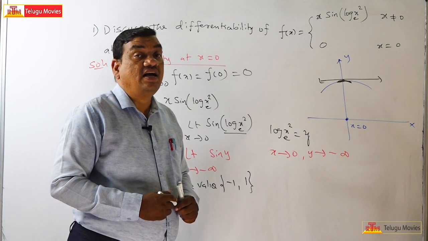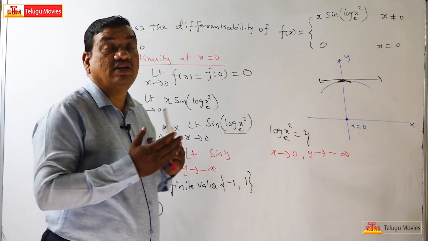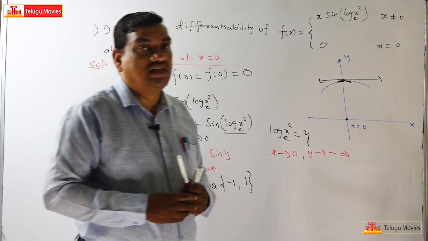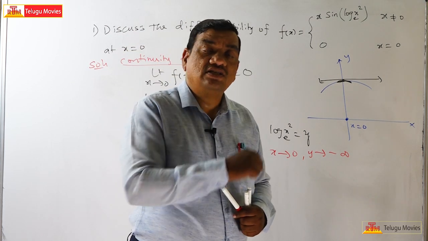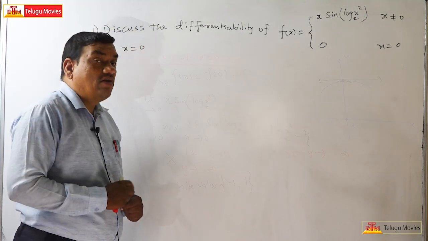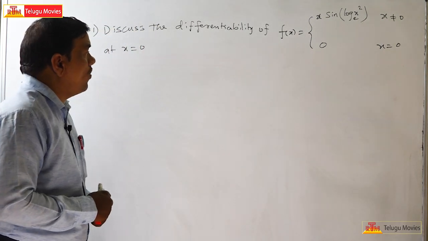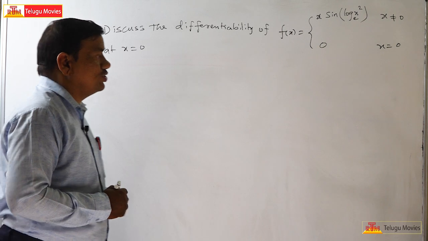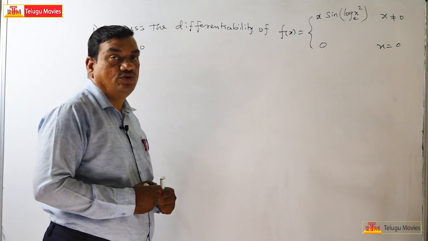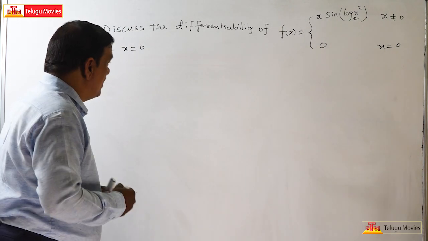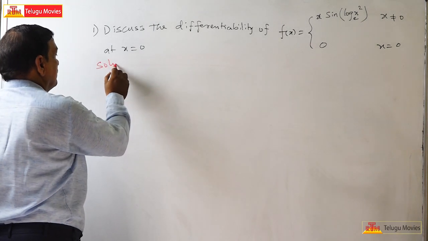Now let us check the differentiability. That means the left hand side derivative should be equal to the right hand side derivative, we have to show that. So let us continue the solution. We have checked the continuity of this function at x is equal to 0. The function is continuous at x is equal to 0, we proved. Now let us check the differentiability.